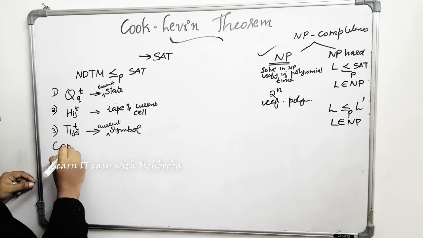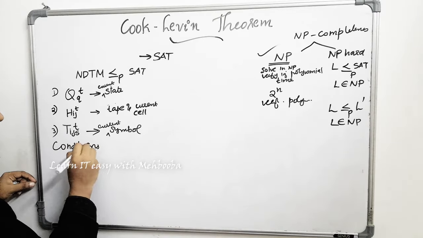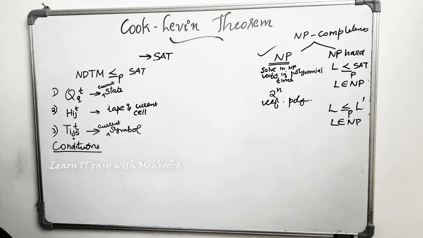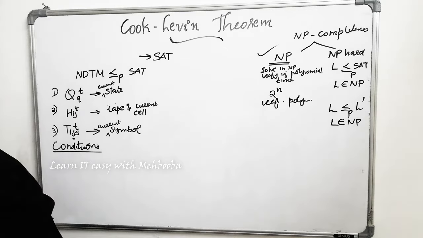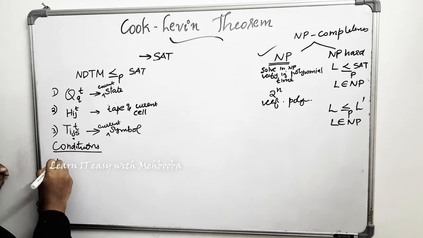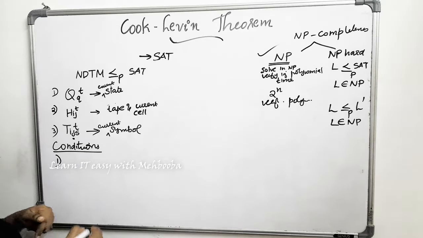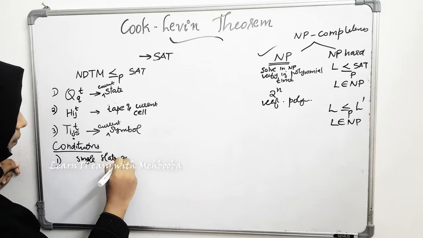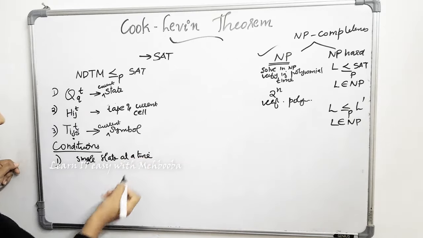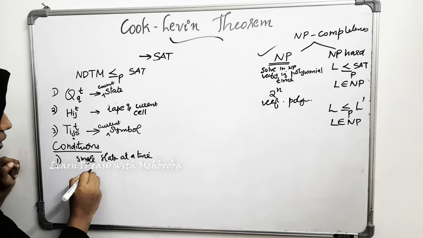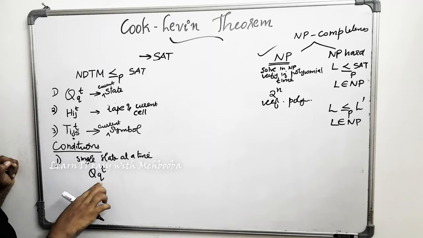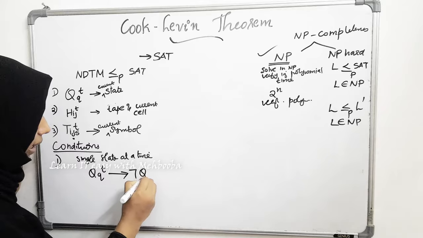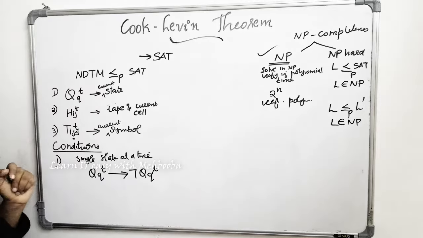So the first condition is that the Turing machine will be at one state at any time. That is the first condition we are coining so that we can formulate the equations easily. The Turing machine will be at a single state at any time. For example, if the Turing machine is at state Q at time t, that implies that the Turing machine cannot be at any other state Q dash at time t.